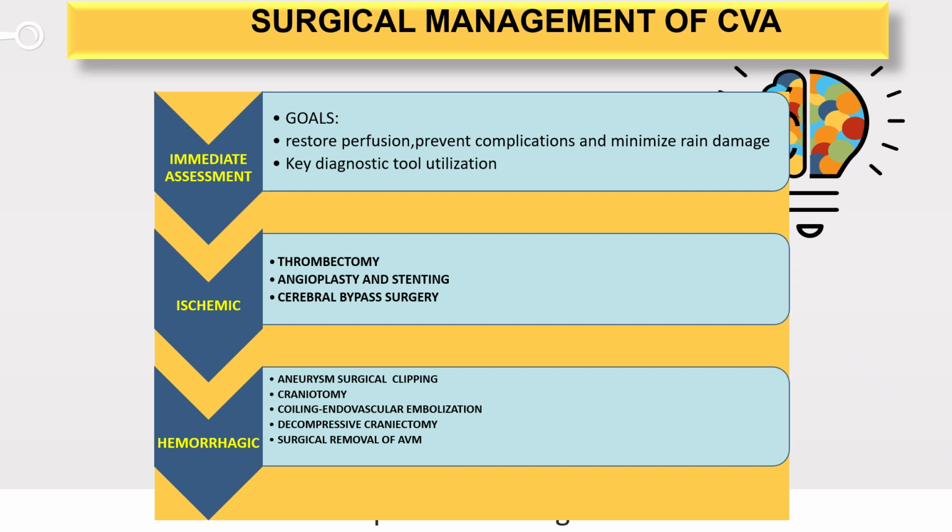Now, decompressive craniectomy. What do you mean by decompressive craniectomy? When there is any brain swelling, a small part of the skull is removed to relieve the pressure on the brain. Another very common procedure is arteriovenous malformation surgical removal. That is when there is an AVM, an arteriovenous malformation, a tangle of blood vessels tangled together at an area. The surgeon will surgically remove it if it's accessible.